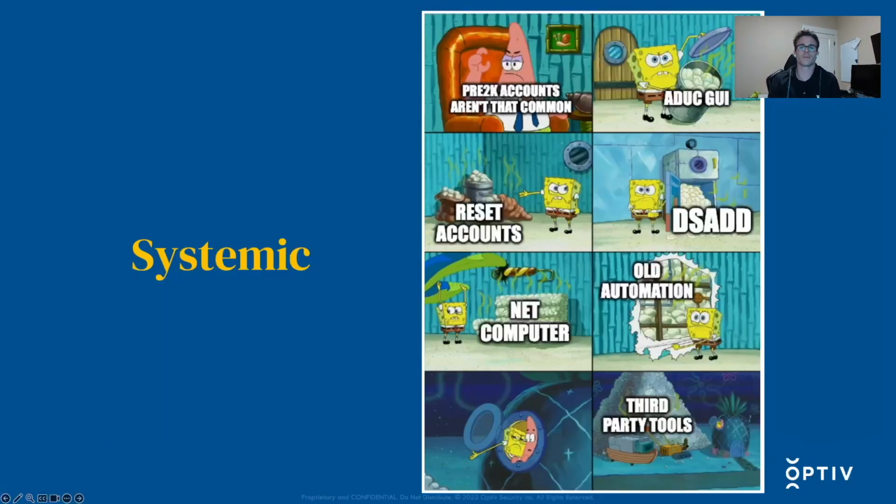So really, the main takeaway is this seems to be a systemic issue. It's difficult to point the finger at one specific problem, and originally my theory was it was just through the ADUC GUI. But as I kept going through, I was finding it more and more common that it wasn't just one thing. It was several different things, and it seems to be a systemic problem.